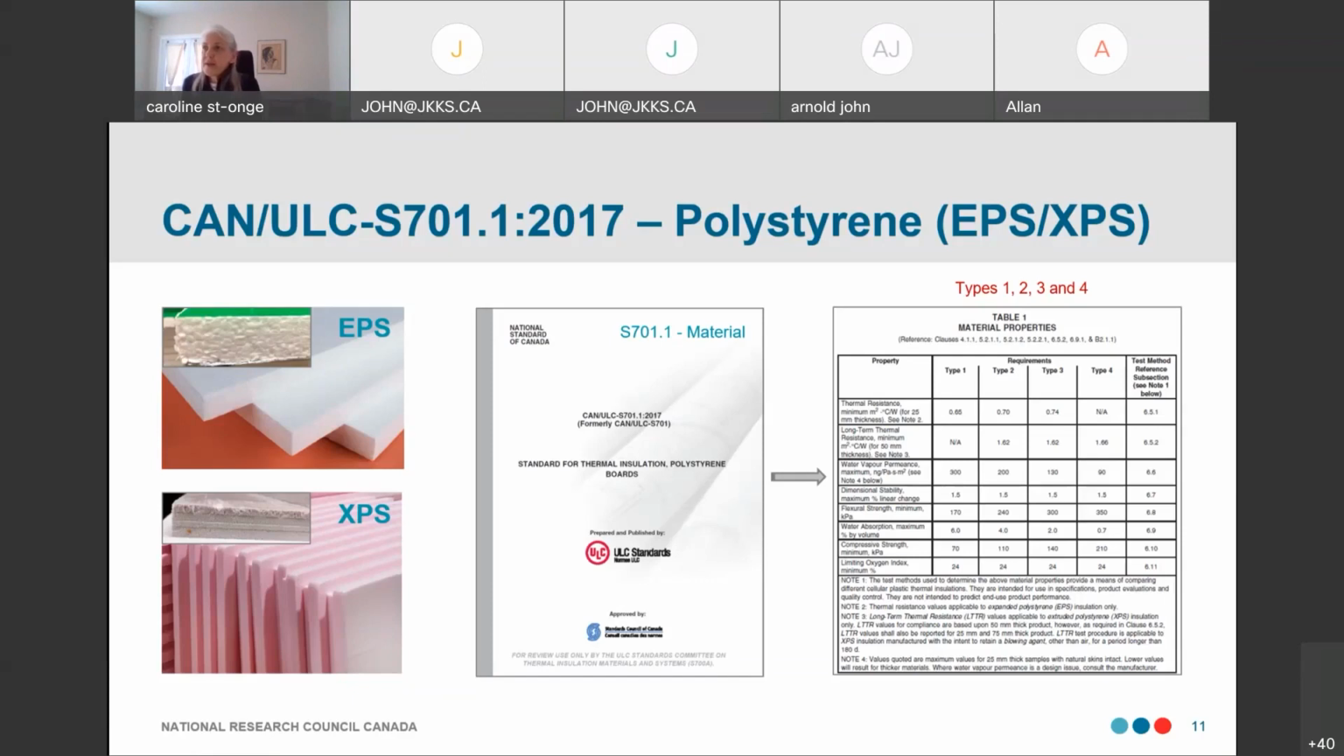This standard classifies EPS and XPS under 4 types, and depending on the criteria to meet, let's say that you are looking at a type 4, it has to meet criteria which are more stringent than type 1.